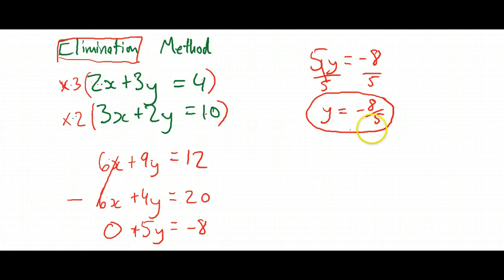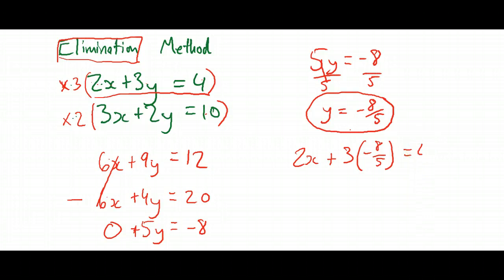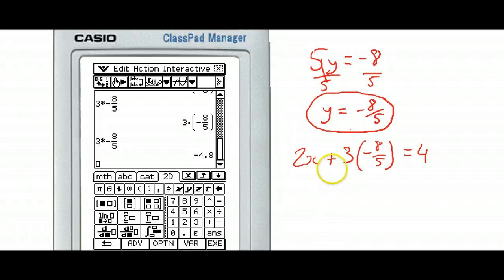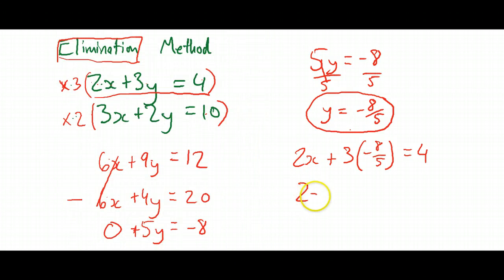We'll put y in as negative 8 over 5, so we've got 2x plus 3 times y, which is now negative 8 over 5. That's from this equation here, and it equals 4. Let's put that into a calculator. Alright, here we can see that when we multiply 3 by negative 8 over 5, we get negative 4.8. So in this equation now, I'm going to write 2x plus negative 4.8 equals 4. Okay, now a positive and a negative like that just means it's a negative.